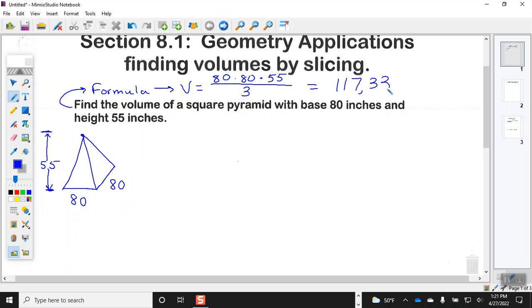117,333.33. So 117,333 and a third, is that right? Yeah. And that would be square inches, wouldn't it? Okay, now again, if you didn't remember the formula for the volume of a pyramid, no biggie, look it up, you're going to need to know it.